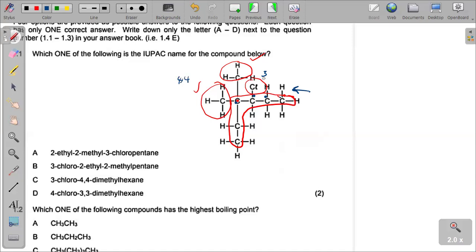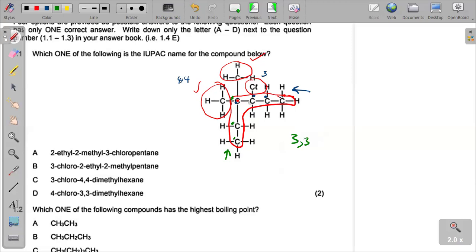But how about if we start from this direction? If we start from this end, we have 1, 2, 3, which means these 2 are on 3, 3 because there are 2 of them. So it becomes a di. It's 3, 3 dimethyl, of course.